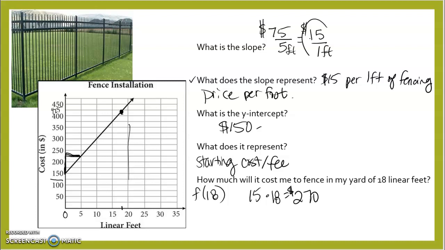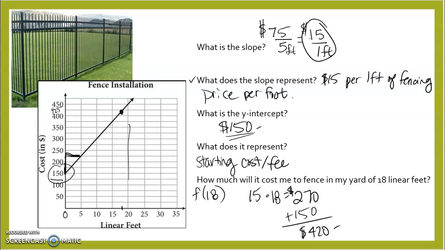Remember, it's not just 15 per foot, but you also have this $150 starting amount. So you have to account for that at 0 feet and add that into the cost. So this customer is going to pay about $420. And there it is. There's our estimate. It matches beautifully. So don't forget that y-intercept, that starting fee, when you're calculating the cost of something.